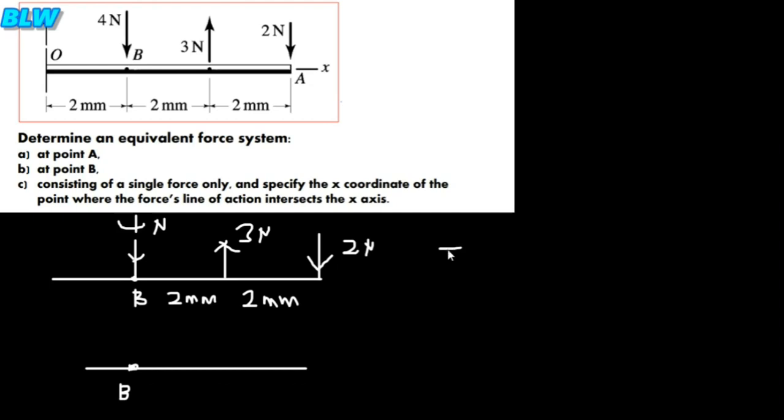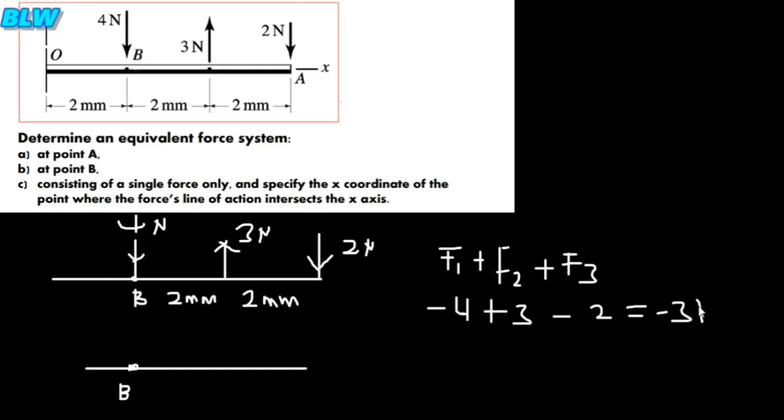So that will be F1 plus F2 plus F3. This one is pointing in the negative y-axis direction, so that will be minus 4. And then this is pointing upward, so it is positive, plus 3. And then this one also was minus 2. So at the end I'll have minus 3 Newton. So this will be the equivalent force.